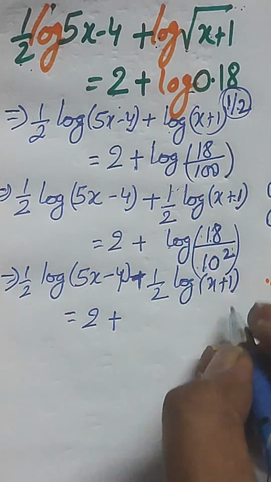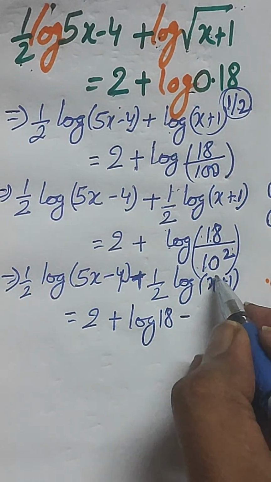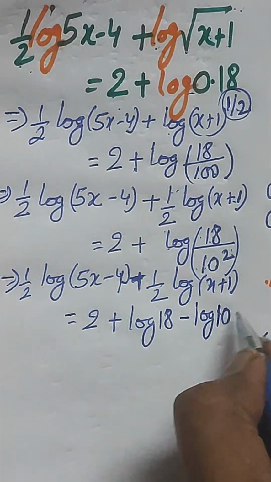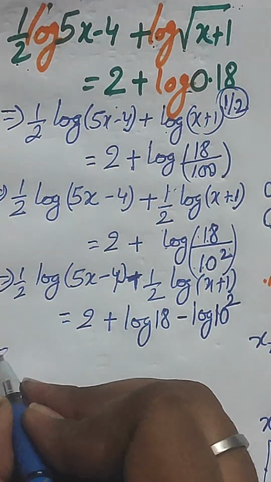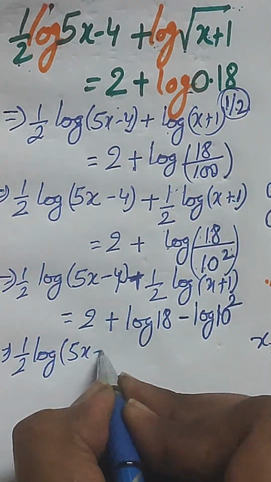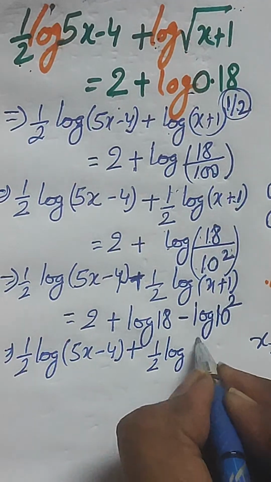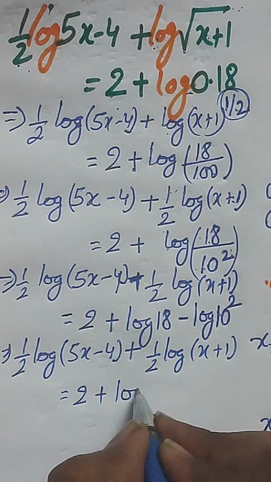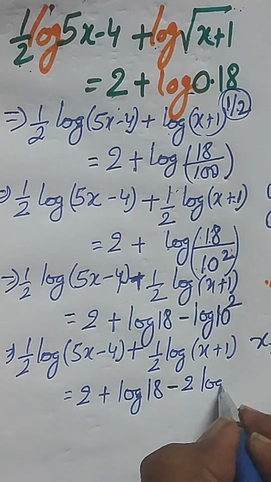So this can be further written as log 18 minus log of 10 square. So log of 10 square can be written as, let me, I don't want to skip the steps, let us write it like it is now. This can be written as half of log of 5x minus 4, the LHS is just coming as it is now, plus half of log x plus 1 is equal to 2 plus log 18 minus 2 times log 10.